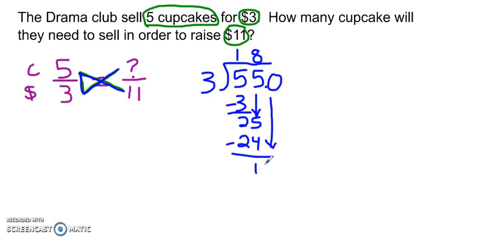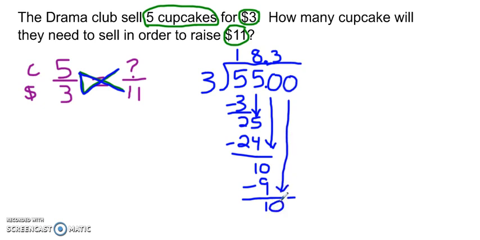And 3 can go into 10 3 times. I can't forget to put my decimal up. 3 can go into 10 3 times. 3 times 3 is 9. I'll subtract, and I'll get 1 again. And since I know that this is going to keep going because I'm going to keep getting 10, I know that the 3's are going to keep going.